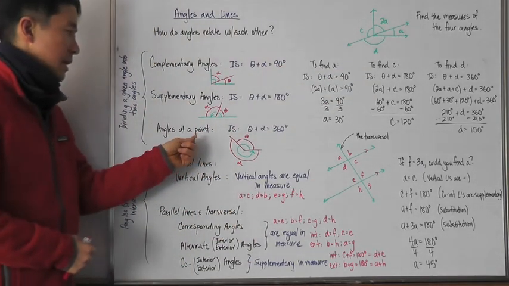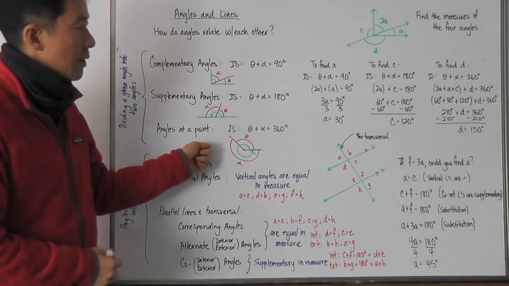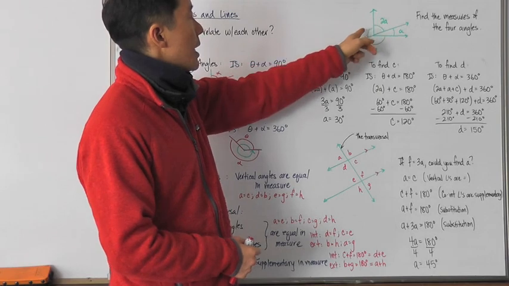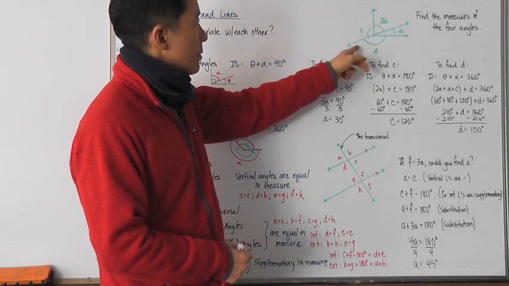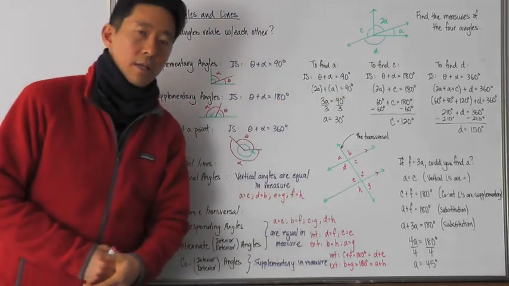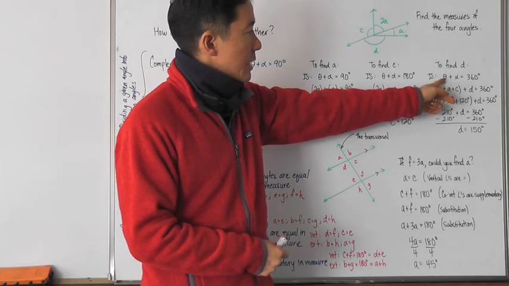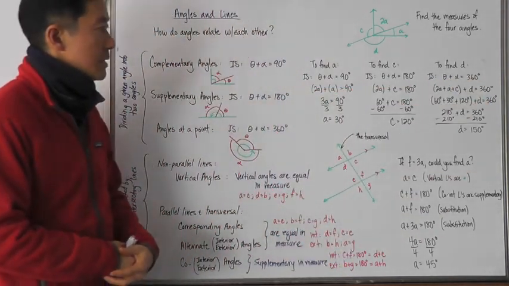But just to show how you can use this particular initial statement as well, I'm just going to say, well, if I go from A to A and C, and consider that one angle there plus D are going to be considered an angle at a point. So what I can do then is say that theta plus alpha is going to be equal to 360 degrees.